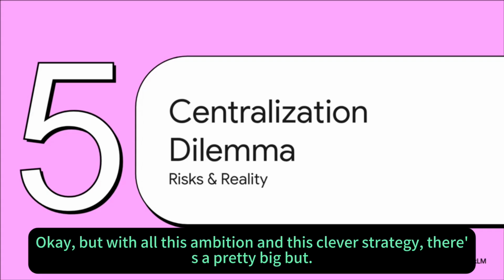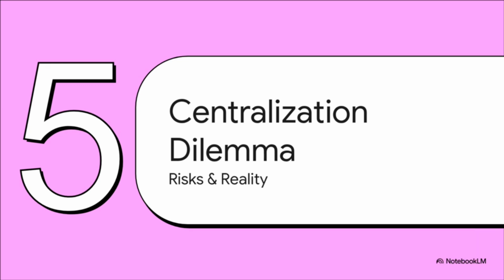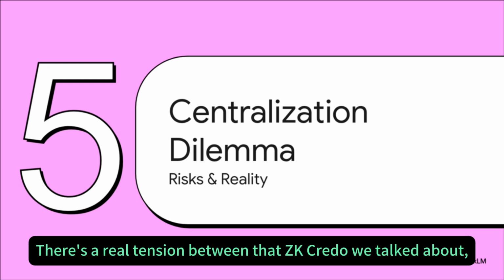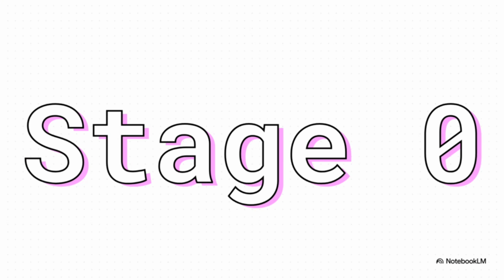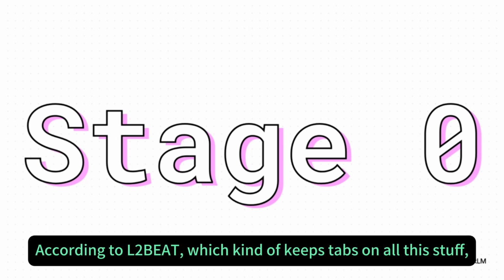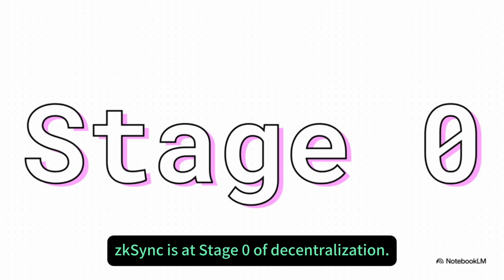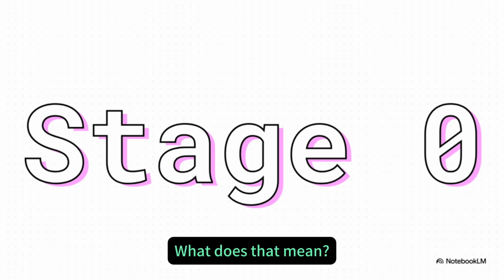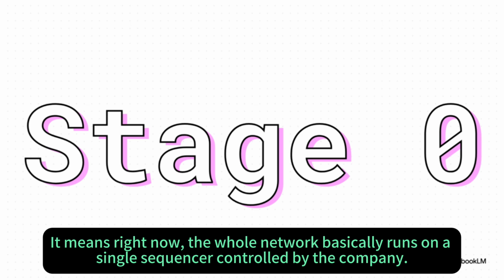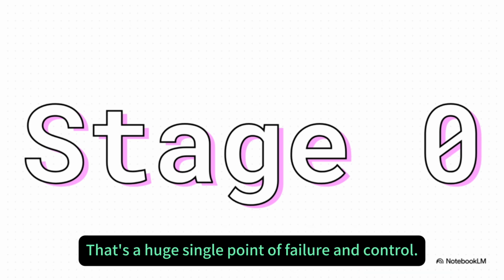Okay, but with all this ambition and this clever strategy, there's a pretty big but. There's a real tension between that ZK credo we talked about, all that stuff about decentralization, and, well, how the network is actually set up today. According to L2Beat, which kind of keeps tabs on all this stuff, zkSync is at stage 0 of decentralization. That's the bottom rung, the most centralized you can be. What does that mean? It means right now the whole network basically runs on a single sequencer controlled by the company. That's a huge single point of failure and control.